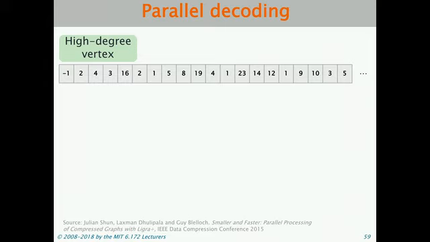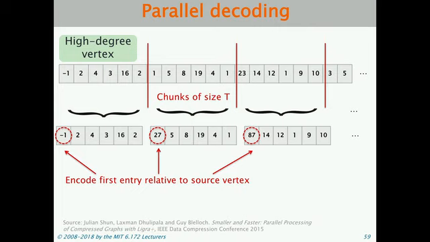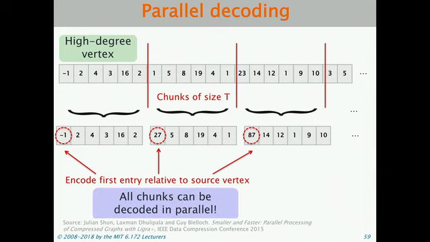So one way to fix this is, instead of just encoding the whole thing sequentially, you can chunk it up into chunks of size t, and then for each chunk, you encode it like you did before, where you store the first value relative to the source vertex, and then all the other values relative to the previous edge. And now you can actually decode the first value here for each of these chunks all in parallel without having to wait for the previous edge to be decoded. And then this gives us much more parallelism because all of these chunks can be decoded in parallel. And we found that a value of t, where t is the chunk size, between 100 and 10,000 works pretty well in practice.